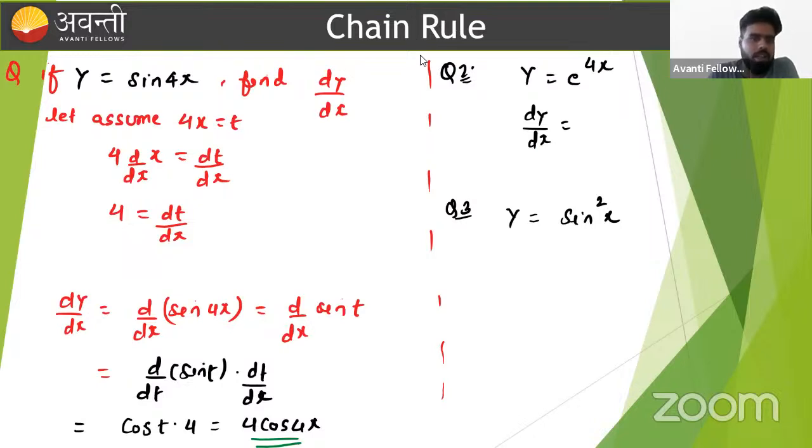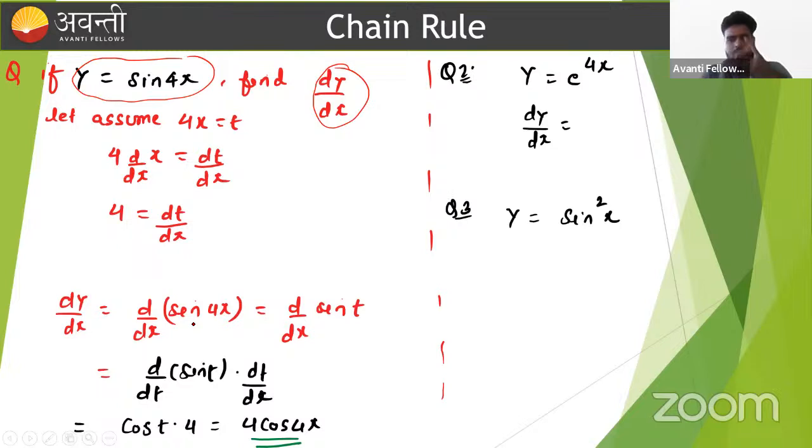Next is the chain rule. What is the chain rule? Firstly, we will discuss the basics of the chain rule. Suppose y equal to sine 4x is given, and we have to find dy by dx. Whatever we learned in standard functions, algebraic, trigonometric, exponential, logarithmic, everything is okay. This is the trigonometric function.